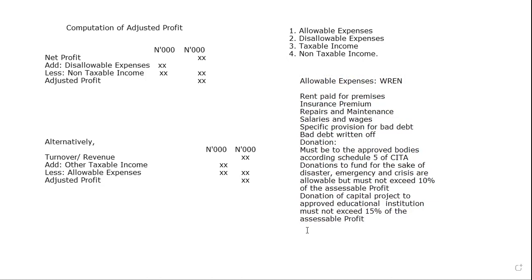Okay, I remember one again: realized exchange loss. The keyword here is realized exchange loss. Then we have interest on loan. Interest on loan is also allowable for tax purposes.